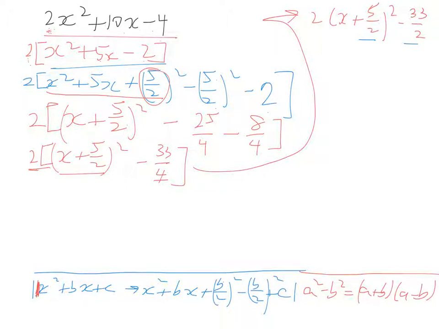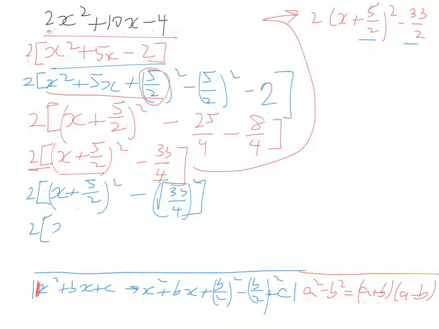Okay, but we want to fully factorise. So I'm going to leave this 2 here, and we're going to apply our a squared minus b squared to produce a plus b, a minus b. So we've got to rewrite this in a squared term. We'll say 2, open bracket, x plus 5 over 2 squared minus the square root of 33 over 4, squared. So once again we've got our 2. There's our a term, there's our b term, so it'll be 2, x plus 5 over 2 plus the square root of 33 over 4, and then x plus 5 over 2 minus the square root of 33 over 4.